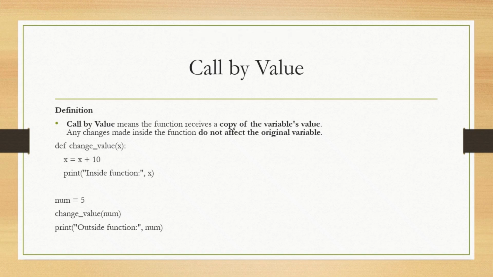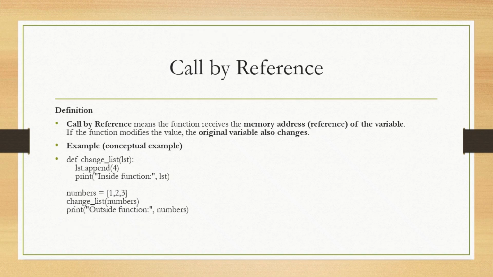And then next one is call by reference. Call by reference means a memory address is passed, so that if there is any change in the value, the original variable also changes. This is the difference between call by value and call by reference.